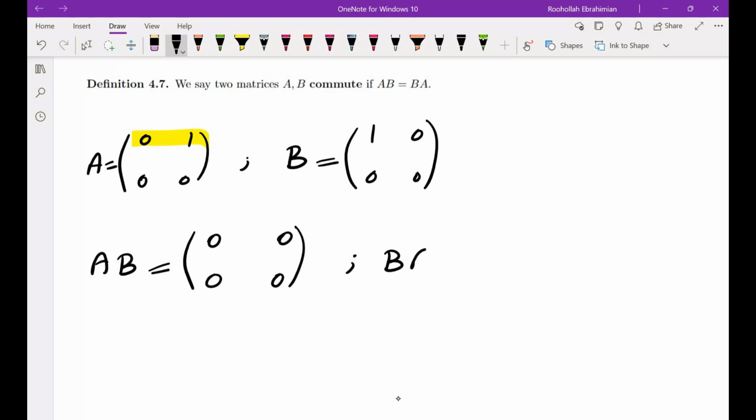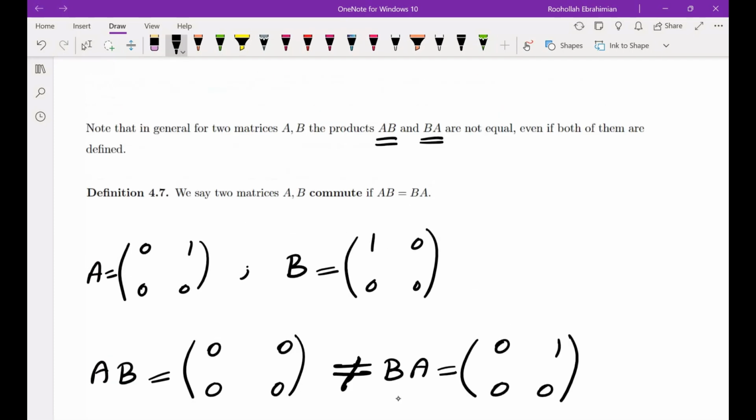If you multiply B by A, the first row of B dotted with the first column of A, that's 0. Dotted with the second column is 1, and then the second row is 0. Even for things that are pretty simple, AB and BA are in fact not the same. Now, if you have two matrices where AB and BA are the same, we say A and B commute.